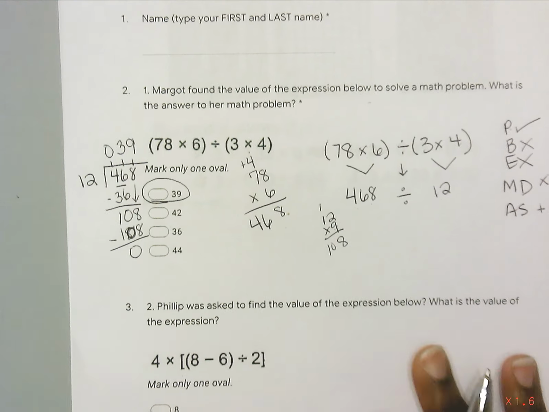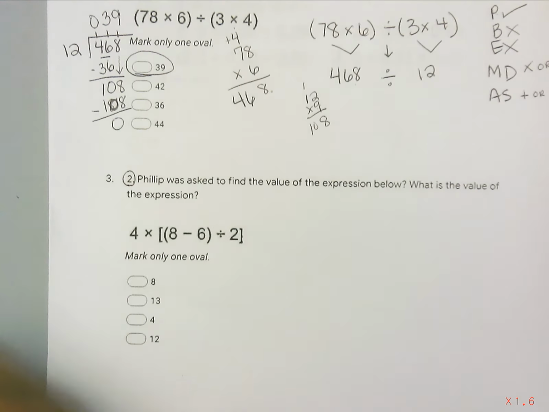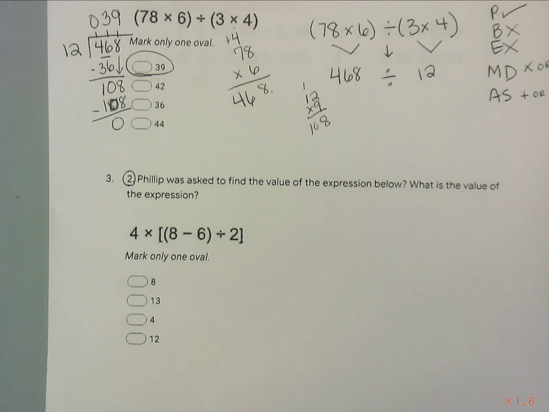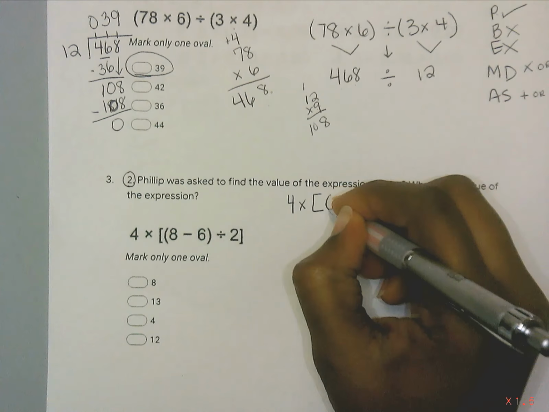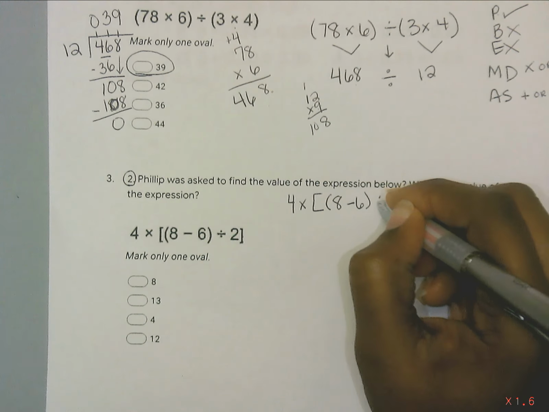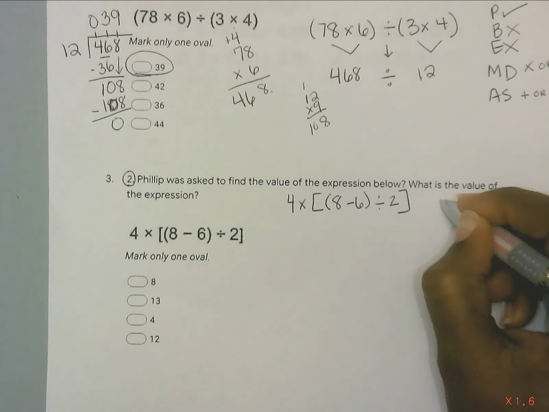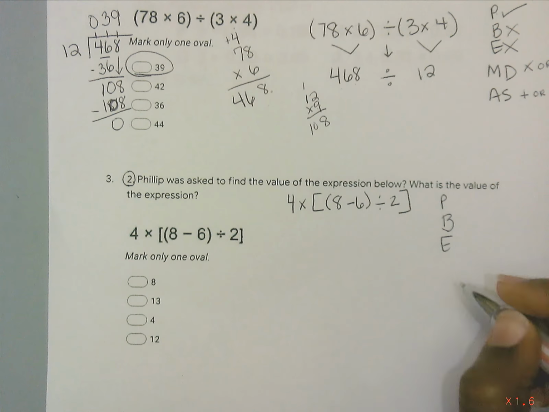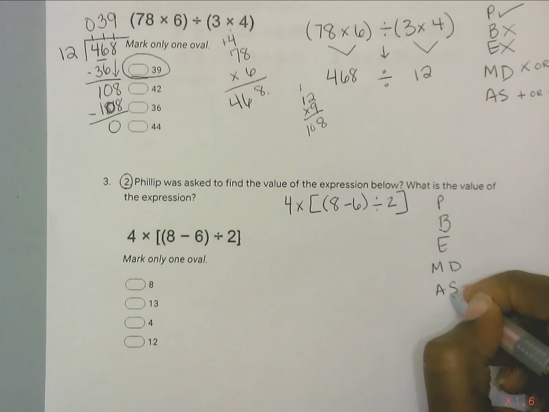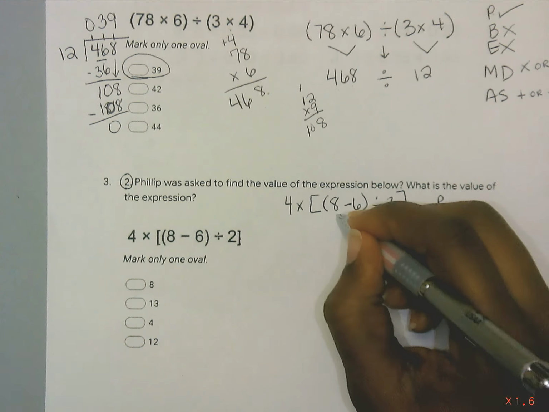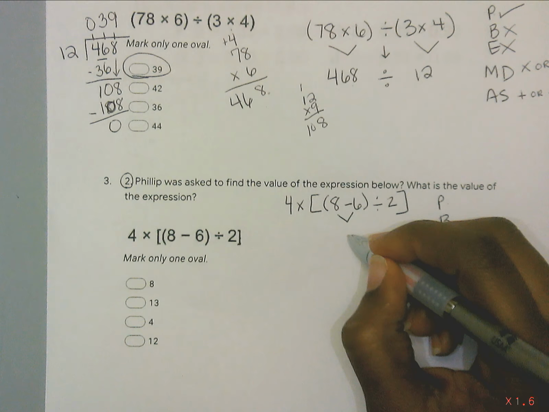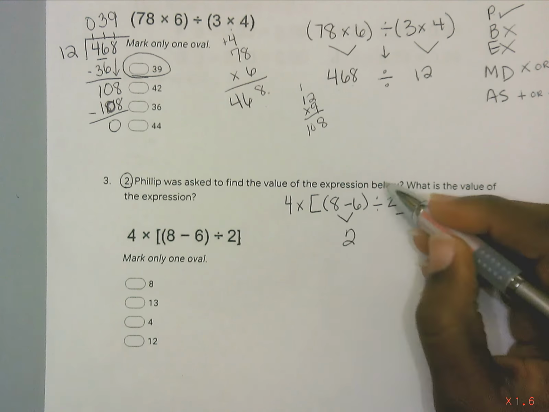All right, let's go down to number 2 right here. Philip was asked to find the value of the expression below. What is the value of the expression? So I'm going to take it and write it over here so I have enough room to do all of my calculations. I'm going to put over here, purple belly elephants might destroy a school. Okay, I'm going to go in order. Do I have parentheses? Yes. 8 minus 6. 8 minus 6 is 2. Bring down everything else.